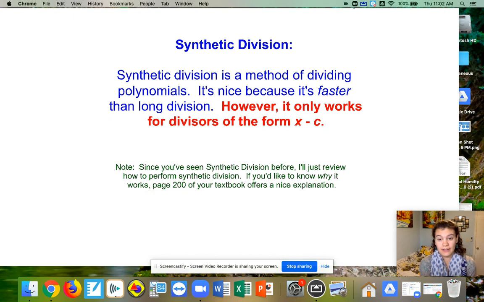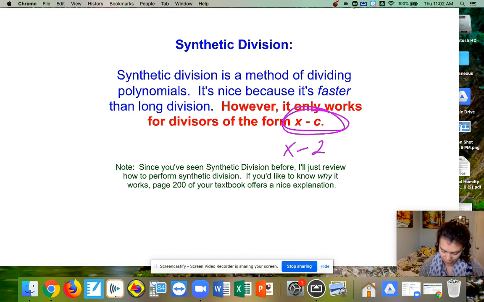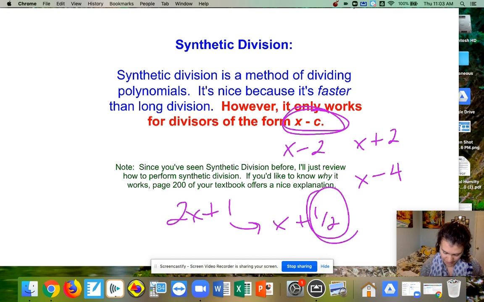So an easier way is synthetic division. This is a faster way of dividing polynomials, but it only works in certain situations. It only works when you're dividing by something that's x minus c. So this could be x minus 2, it could be x plus 2, it could be x minus 4, but it has to be just an x and some other number. As a note, you could do something like 2x plus 1, because you could rewrite this as x plus a half and then divide by a half. So you need to be dividing by some sort of x instead of an x squared or an x cubed.